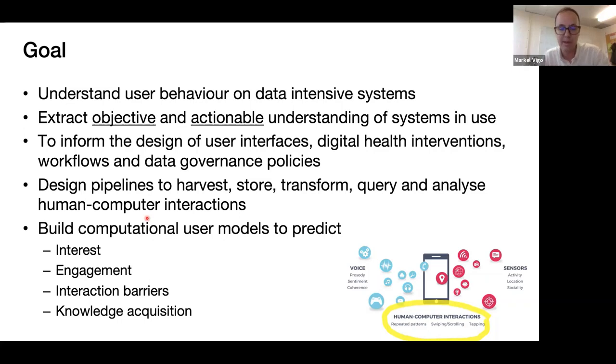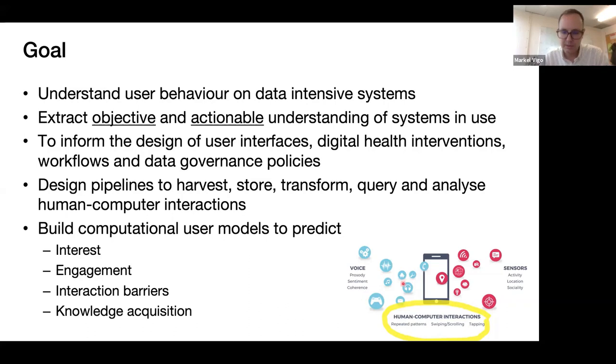But for this to happen, I also design pipelines that collect, store, transform, query, and analyze human-computer interactions. So if I want to acquire this understanding, I need to do all this, okay? So that towards the end, I just build computational user models that allow me to predict whether people are interested in using systems, whether people are engaged with these systems as well, whether there are interaction barriers, or whether people are learning as they interact with the systems, okay?